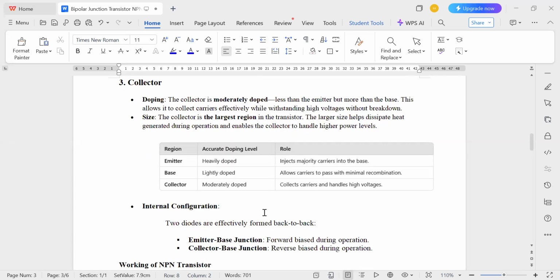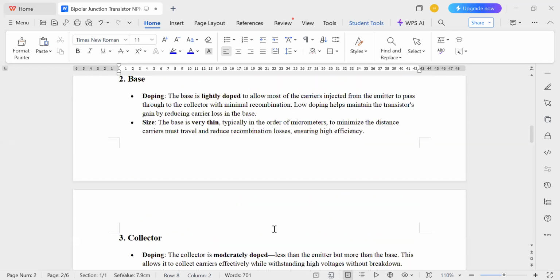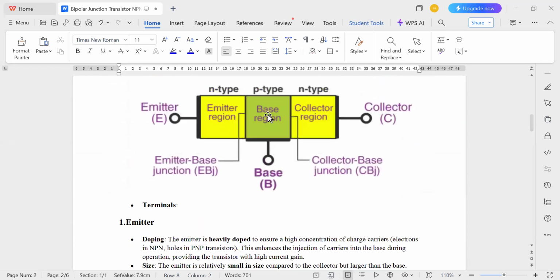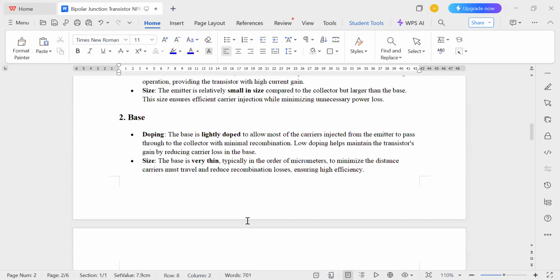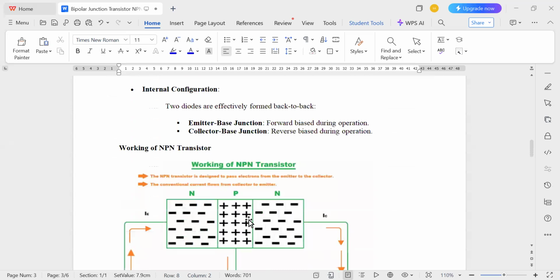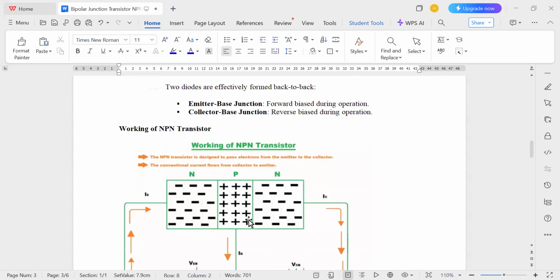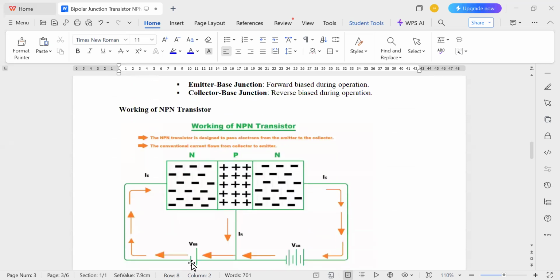The base-emitter junction should always be forward biased during the operation, and the collector-base junction should be reverse biased. So the emitter-base junction is forward biased and the collector-base junction is reverse biased.